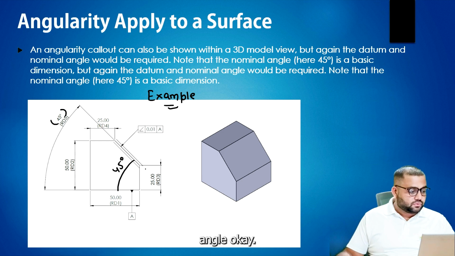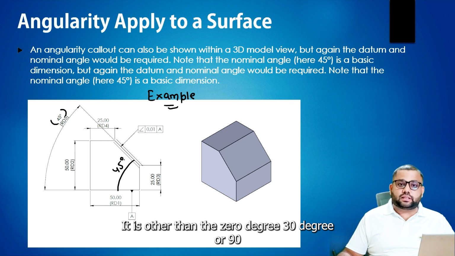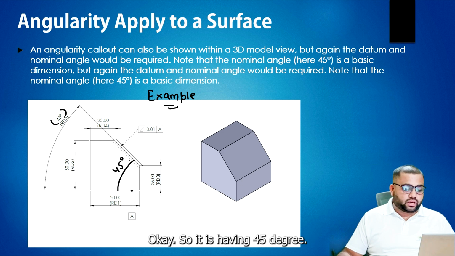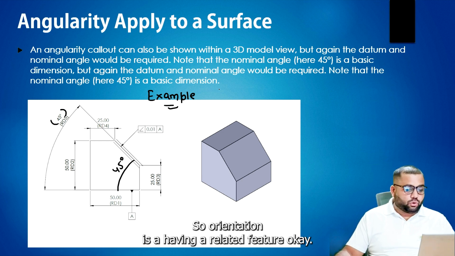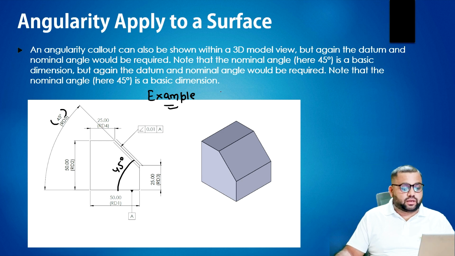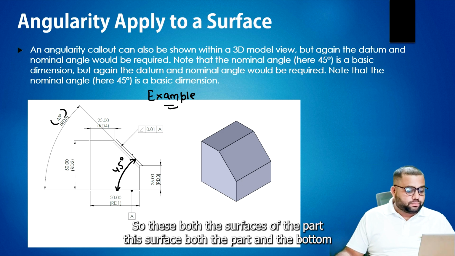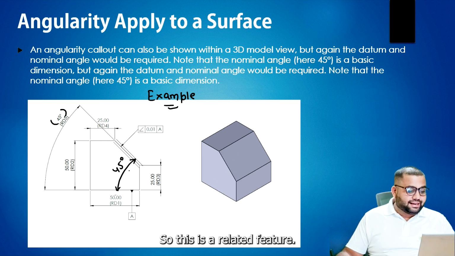For this, we give the angularity tolerance. It is other than 0 degree, 90 degree, 180 degree, and 270 degree. Since it is 45 degree, we consider it an angularity tolerance. Orientation has a related feature. This surface has a relationship with the bottom surface of the part; both have an angular relationship with each other. So this is a related feature.